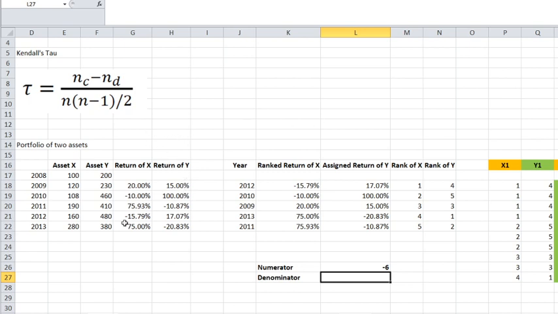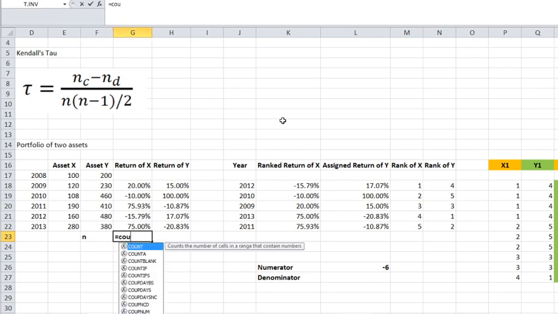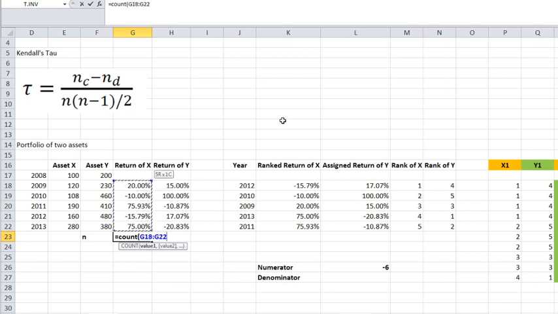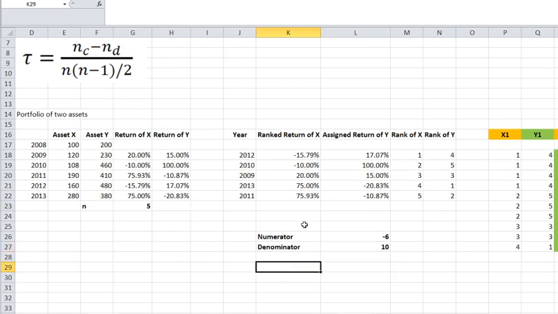And do we have n? We don't have n anywhere, so let me add n as the number of observations. The number of observations is the count of these, which is 5. So the denominator is 5 times 5 minus 1, divided by 2, which is 10. And now I'm ready to calculate Kendall's tau.